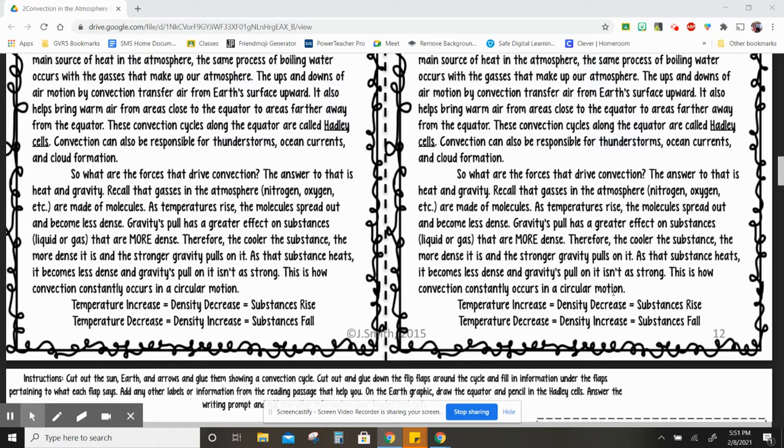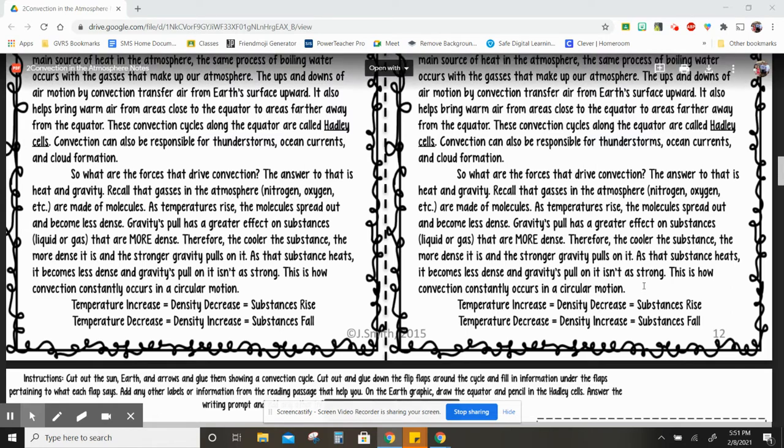This is how convection constantly occurs in a circular motion. Temperature increase equals density decrease. Substances rise. Temperature decrease, density increase, substances fall.